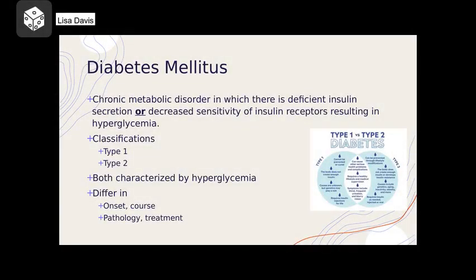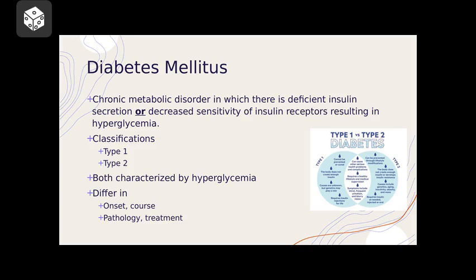So now we know what happens in normal blood sugar regulation. Let's talk about what happens when we've got dysregulation in this system. So diabetes mellitus, that's going to be our chronic metabolic disorder. So this is a chronic illness where there's deficient insulin secretion or there's decreased sensitivity to that insulin. We're going to talk about the difference between those two in the next couple slides. But our general definition of diabetes is going to be this chronic metabolic disorder, deficient insulin secretion, or decreased sensitivity to insulin.